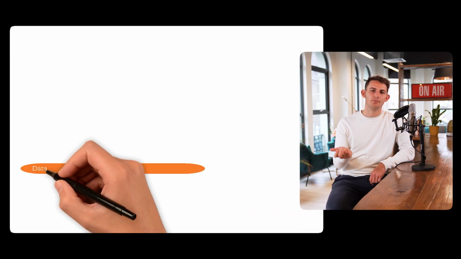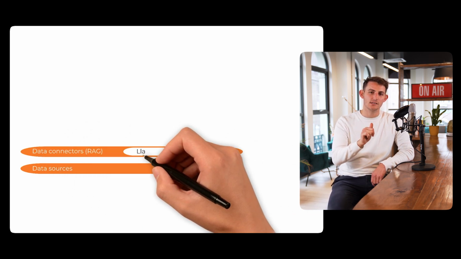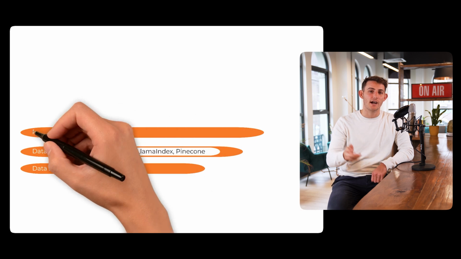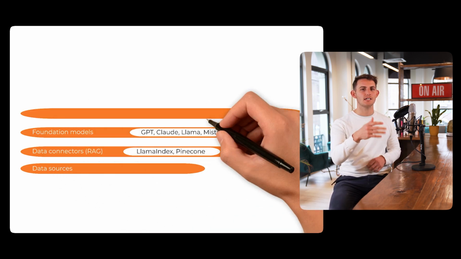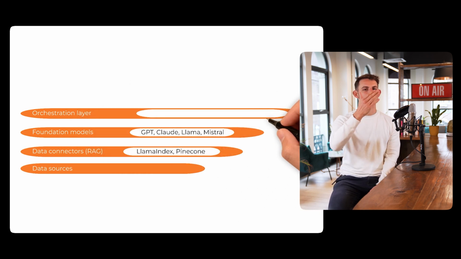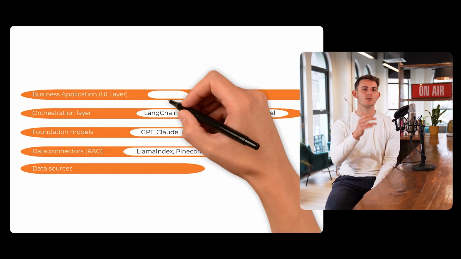But just to recap, this is your AI stack from bottom to top. You got your data sources, you got your data connectors, which is your RAG, which is where you find your LlamaIndex and stuff. You got your foundation models, your GPT, Claude, etc. Then your orchestration layer, so this is where you got your LangChain, and then your business app or UI, and this is where users interact.